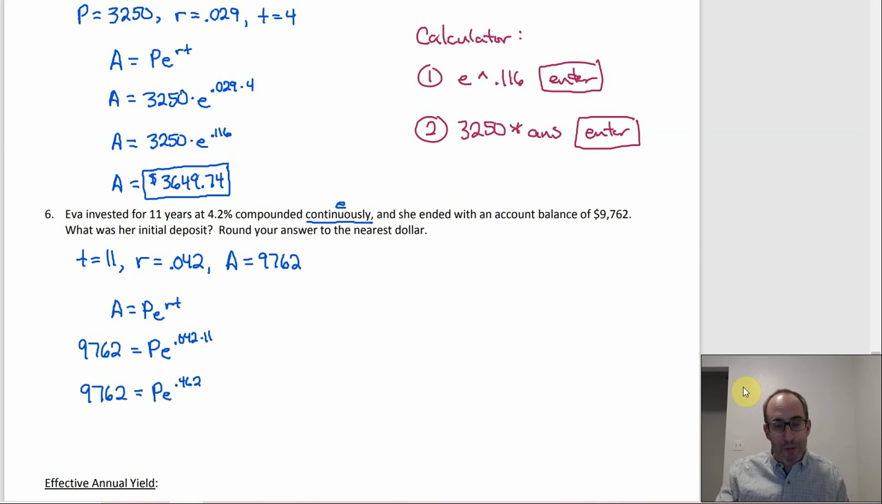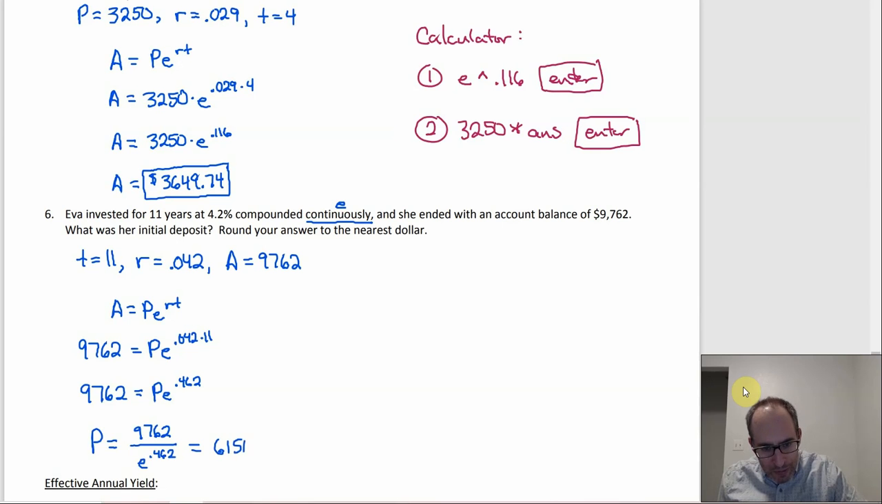And once again, if we want to dodge rounding intermediate steps, then to get P by itself, you would divide both sides by e to the power of 0.462. And you'd get that P equals 97.62 over e to the 0.462. And then you can do it from there, and what you should get is, let's see, 61.5028, but we're supposed to round to the nearest dollar. So rounding that to the nearest dollar, we have to round this one down. It would be 61.50.